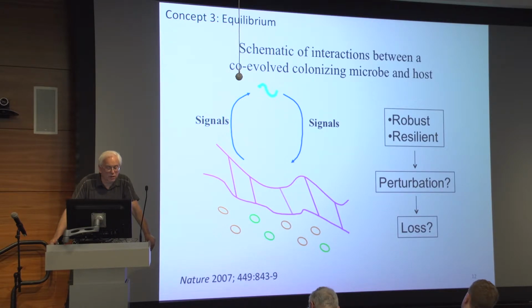This is work that I did with Denise Kirshner, a mathematician. It shows a schematic of the interactions between a co-evolved colonizing microbe and the host. Our idea of coevolution is microbes that know how to talk to the host and that receive conversation back. We've modeled this as an equilibrium. It's a dynamic equilibrium. Denise has shown that it's robust and resilient, and can go on for decades. What I want to talk about today is what happens when these ancient relationships get perturbed. What happens when they're lost?